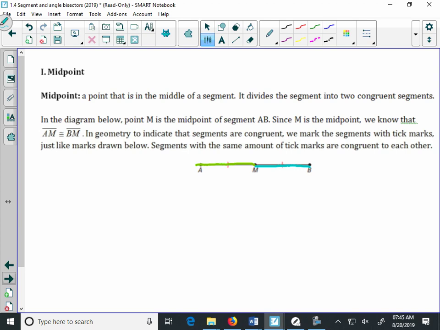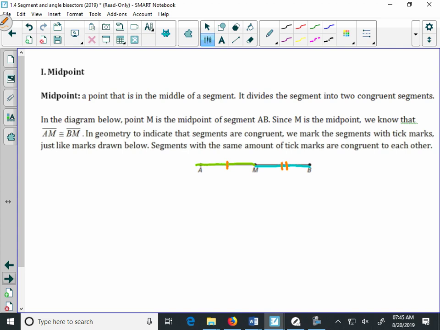In geometry, to indicate that segments are congruent, we mark them with these tick marks. If you notice, there are those red, now orange, tick marks. That's showing that those segments are the same. So if segments have the same amount of tick marks, that means they're the same distance. They're congruent. If they have a different amount of tick marks, let's say we weren't told it was a midpoint, we were just given that information, that means they're not the same. So if this one has 2 and that one has 1, they're not the same.